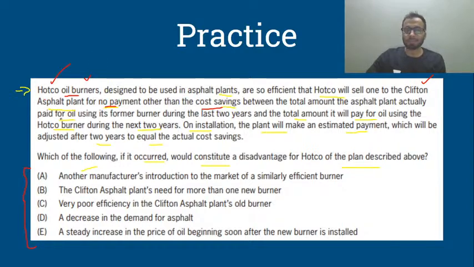So there, the amount of money you were putting in for oil, we'll compare that amount. Let us say that was amount A. We'll compare that amount with the amount that you will spend on oil when you use our burners, right? So B minus A, or rather A minus B, because ideally A should be higher, right? Hotco claims that their cost will go down, right? So A minus B is what Hotco wants as payment.